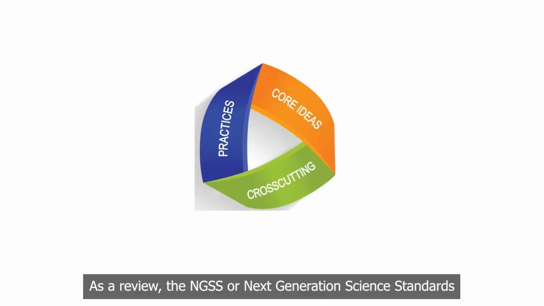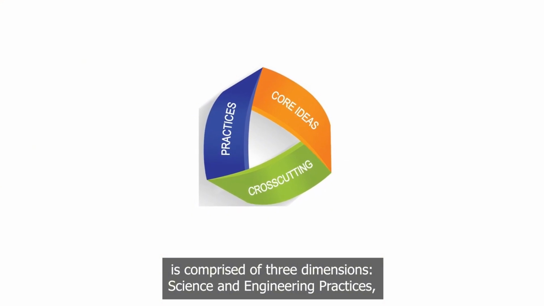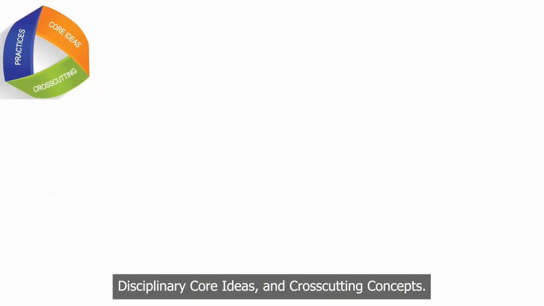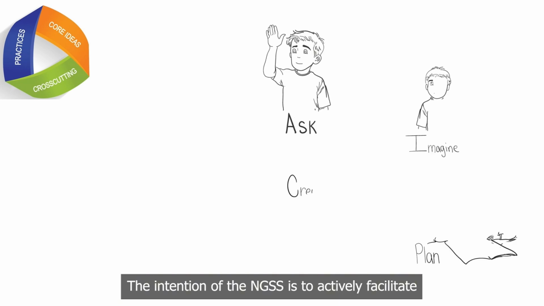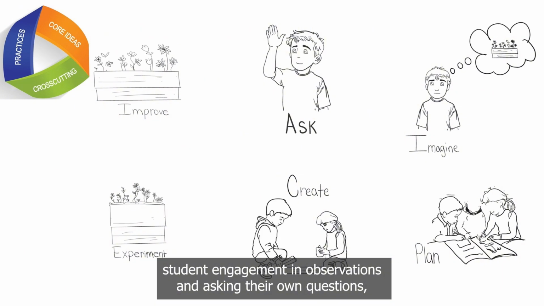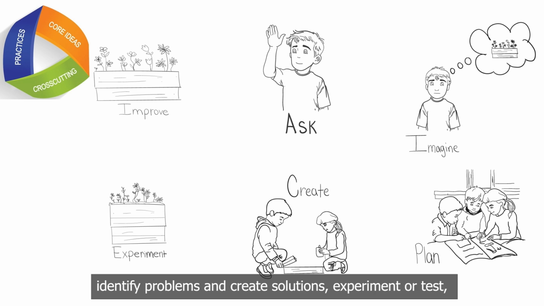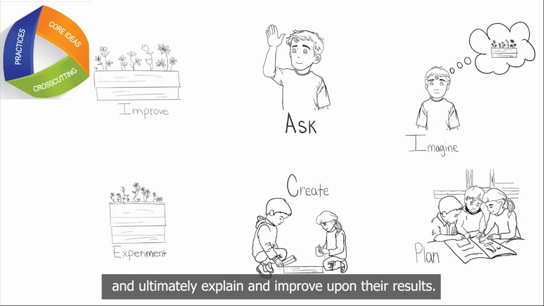As a review, the NGSS, or Next Generation Science Standards, is comprised of three dimensions: science and engineering practices, disciplinary core ideas, and cross-cutting concepts. The intention of the NGSS is to actively facilitate student engagement in observations and asking their own questions, envisioning ways to investigate their questions, identify problems and create solutions, experiment or test, and ultimately explain and improve upon their results.